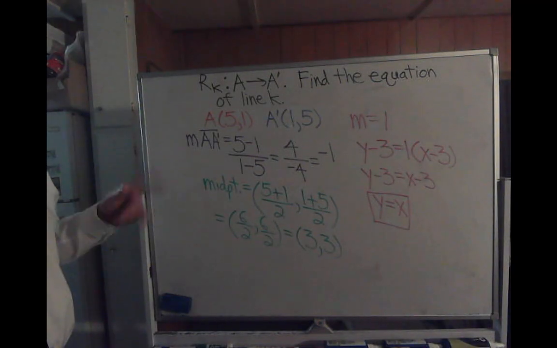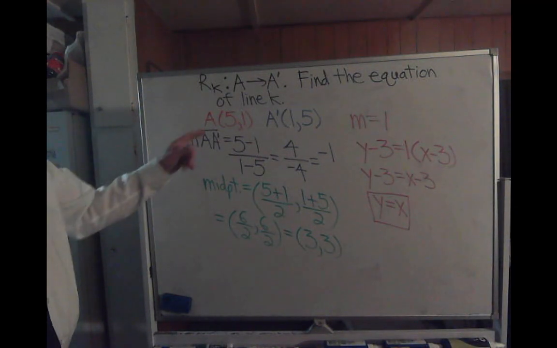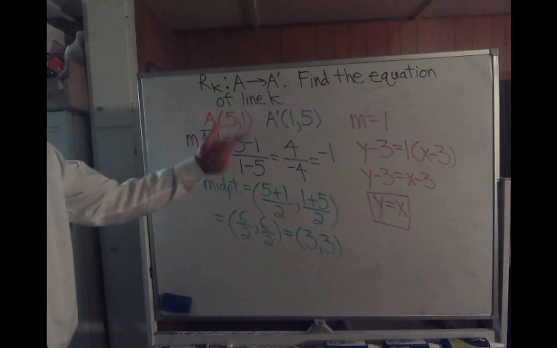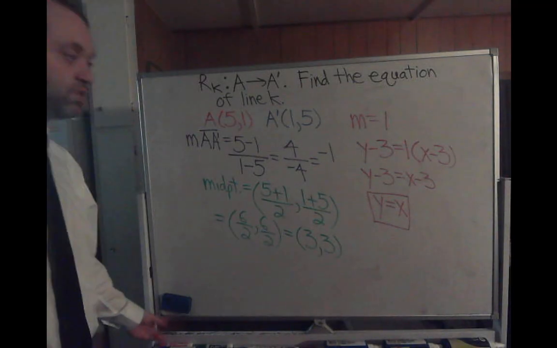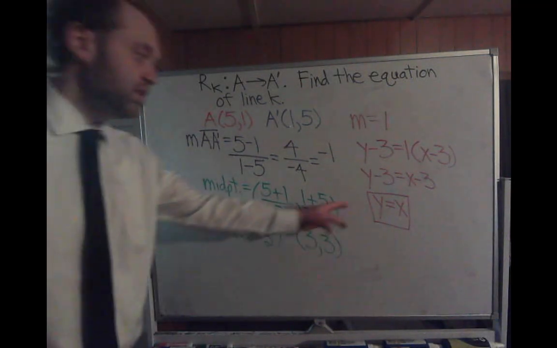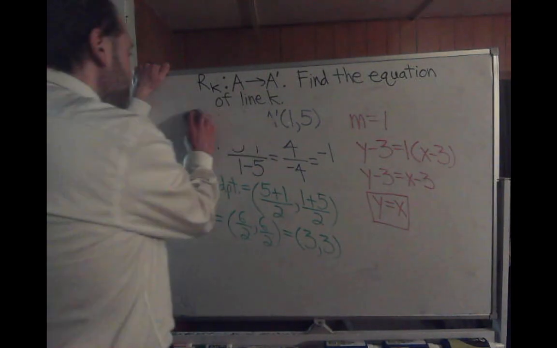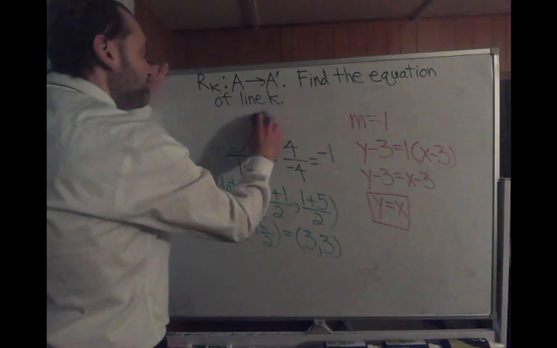Or you could have saved yourself all that trouble if you remembered that in the reflection over the line y equals x, you just reverse your x and y coordinates. You could have found it that way too, but this is a longer way to find it, y equals x in the end. Two more problems, then we're done.